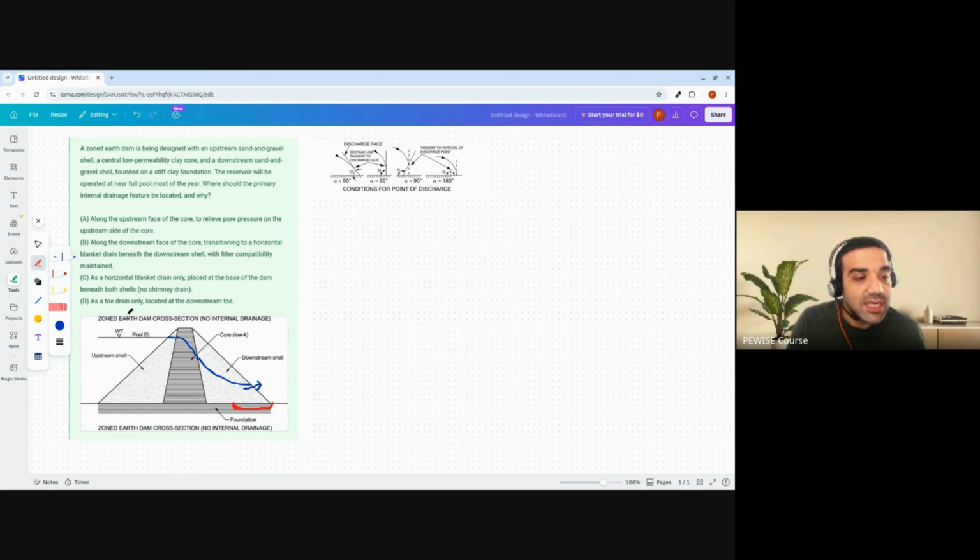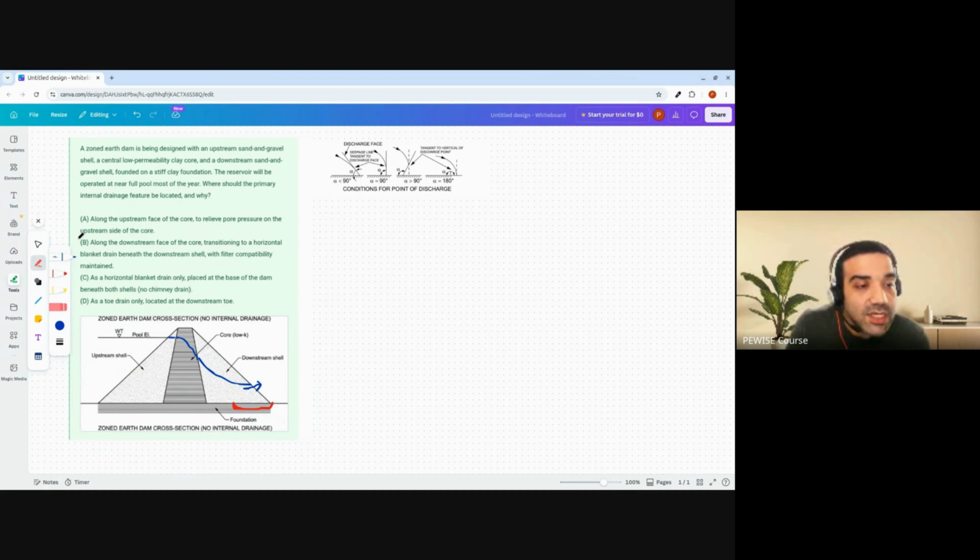And option D reads as a toe drain only, located at the downstream toe. So the same problem. This one is describing only having drainage at the toe, which helps even less.